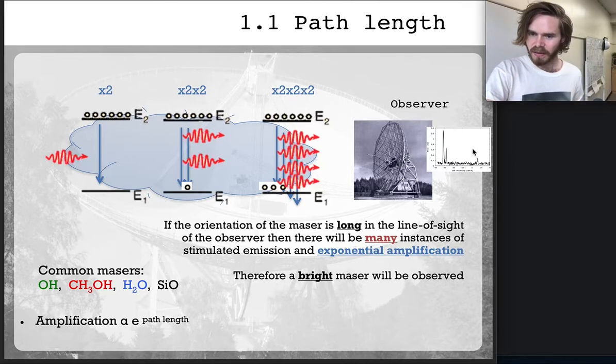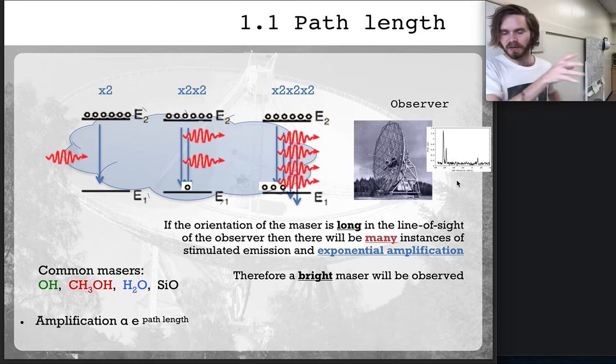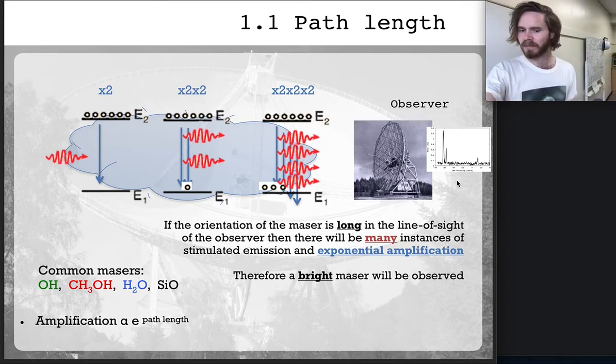Yeah, so this is kind of an example of what maser emission typically looks like. And if the maser is elongated, so this long path length, in a direction that is pointing towards your telescope, then you will see a very bright maser.